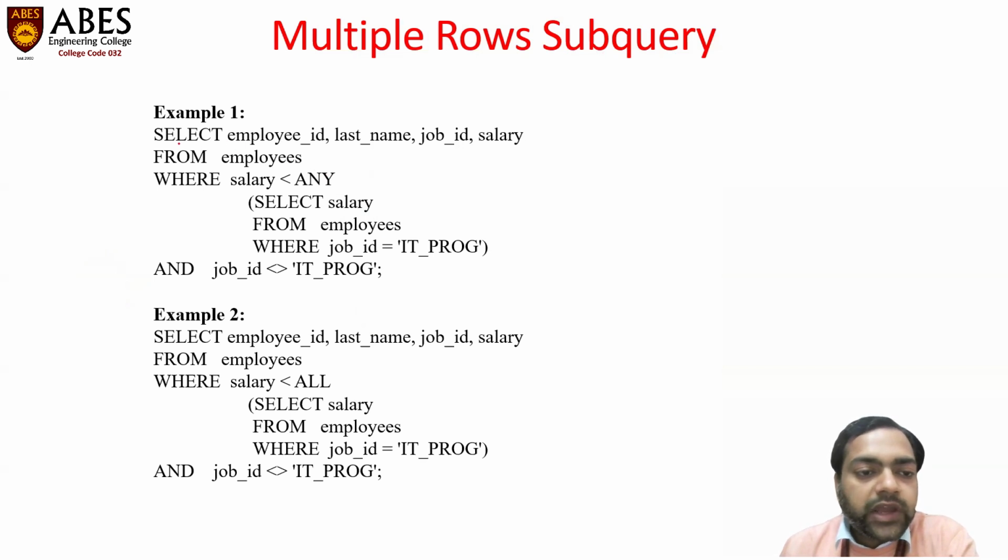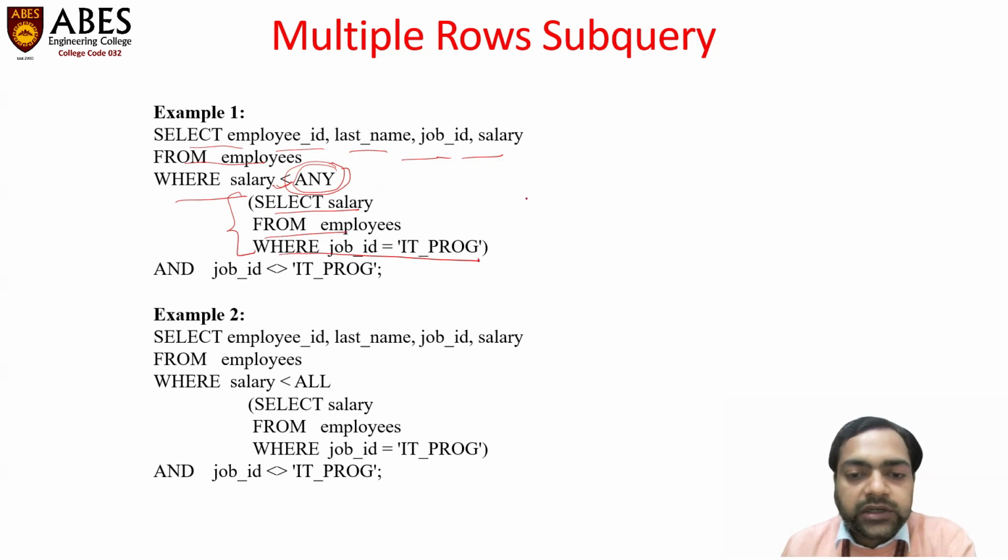So here we have used this subquery, and here we have used ANY with less than. If we use this ANY operator, it means that it can accept multiple rows. So what we have done here: select employee ID, last name, job ID, and salary from employees where salary is less than ANY, and now we have used this subquery: select salary from employees where job ID equals IT programming.